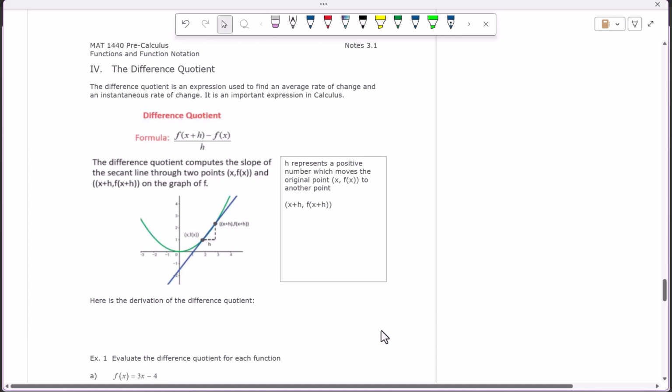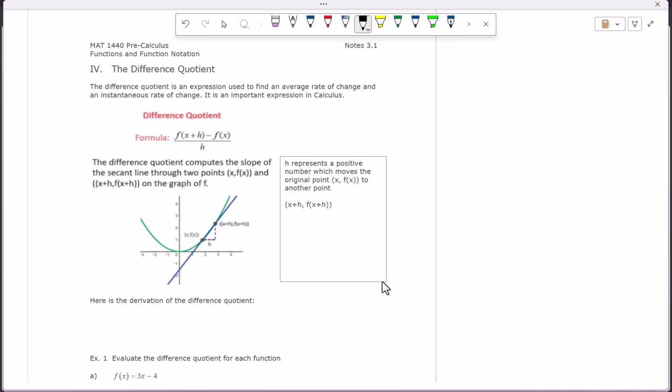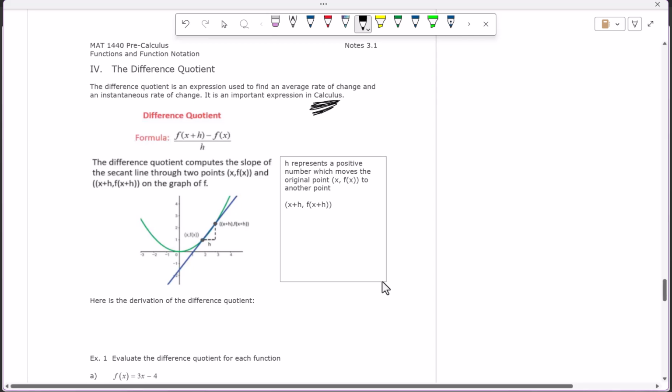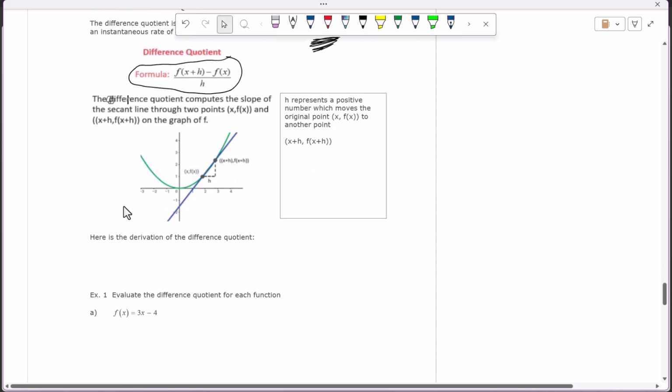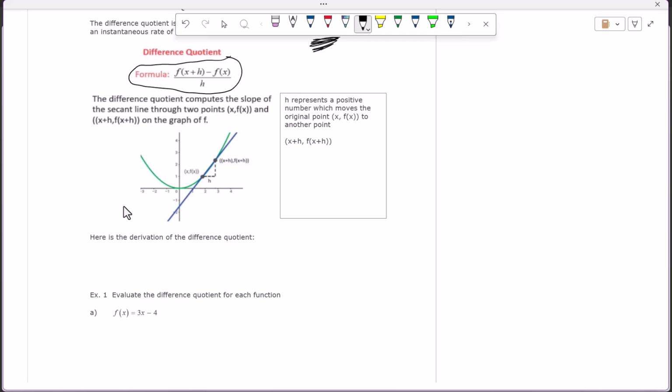Okay, next thing we'll look at is the difference quotient. We look at the difference quotient because it shows up a lot in calculus, and for a lot of students, after pre-calculus, you take calculus. So this is what we call the difference quotient. You'll see that in calculus class when you learn about what's called a derivative. What it really has to do with is the slope of a line on a curve that goes through 2 points.